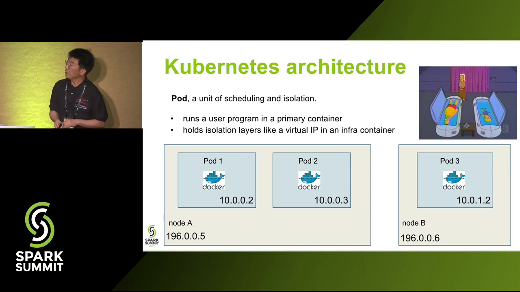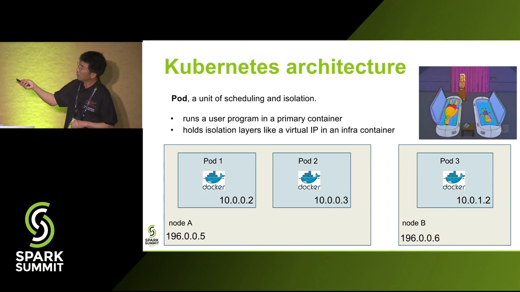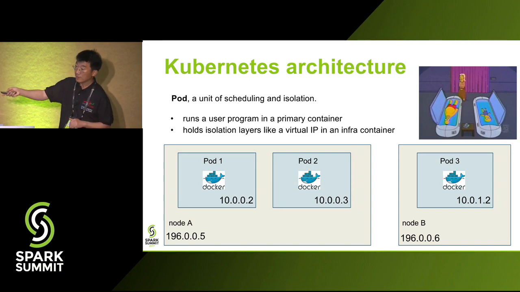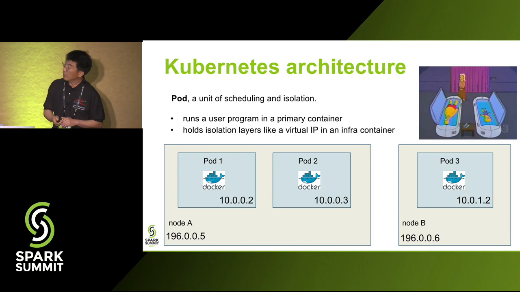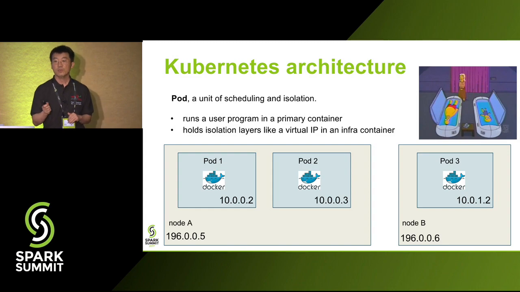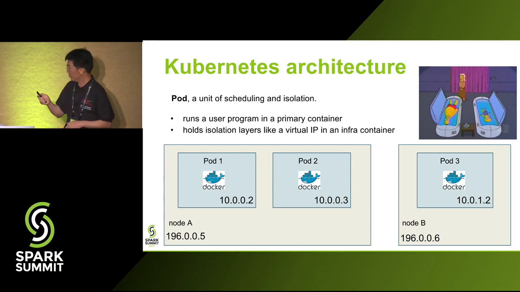Okay? So here we see pod 1, 2, 3. Each pod gets a unique virtual IP address, like 10.0.0.2 here. And notice these virtual IP addresses look very different from physical IP addresses of cluster nodes, like 196.0.0.5 here. This becomes important later when we look at Spark and HDFS together.